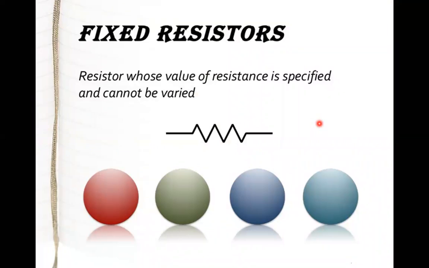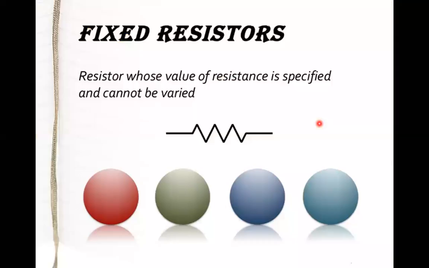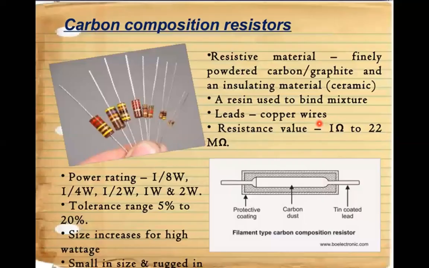Resistors whose value of resistance is specified and cannot be varied, or we can say resistors whose values are fixed, are called fixed resistors. We cannot change the value of resistance. Under fixed resistors, we have four types: carbon composition, carbon film resistors, wire wound resistors, and metal film resistors. Let us understand each of the resistors.